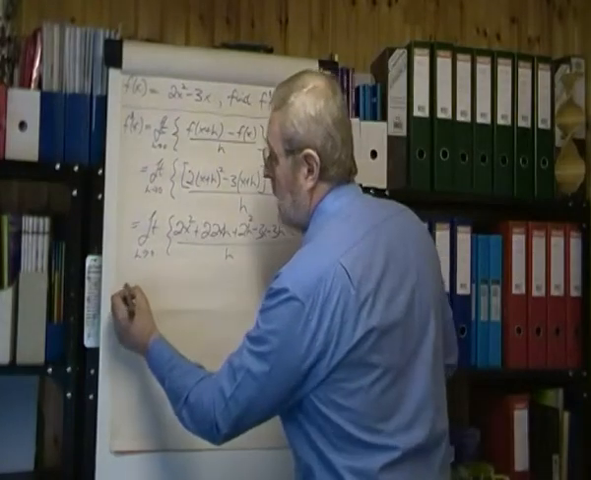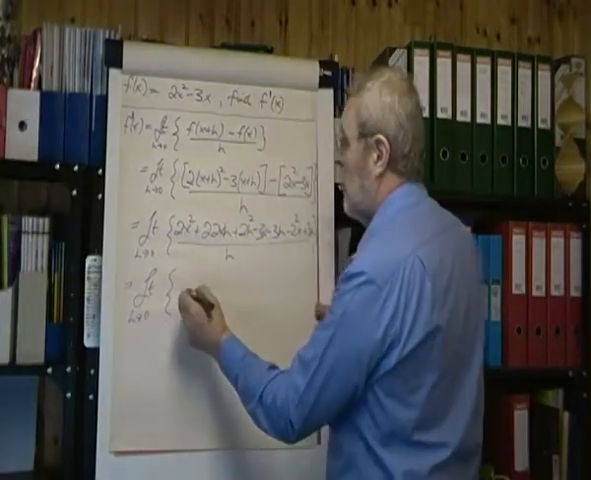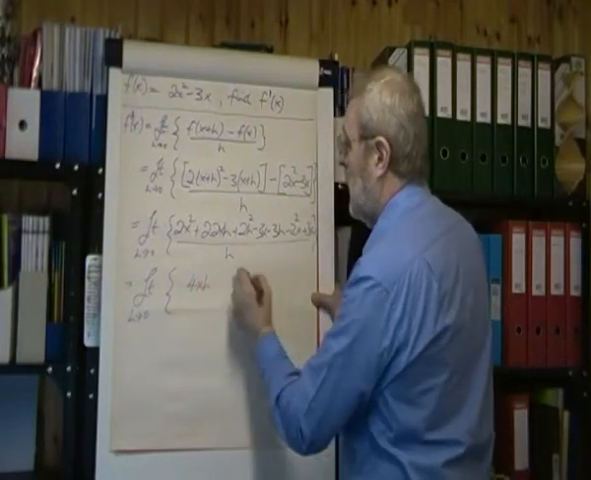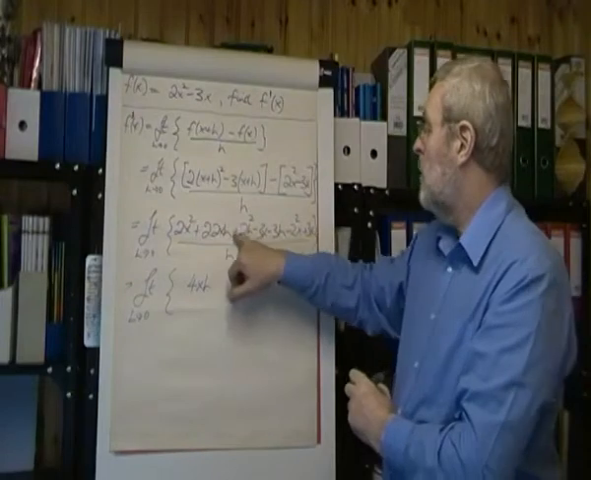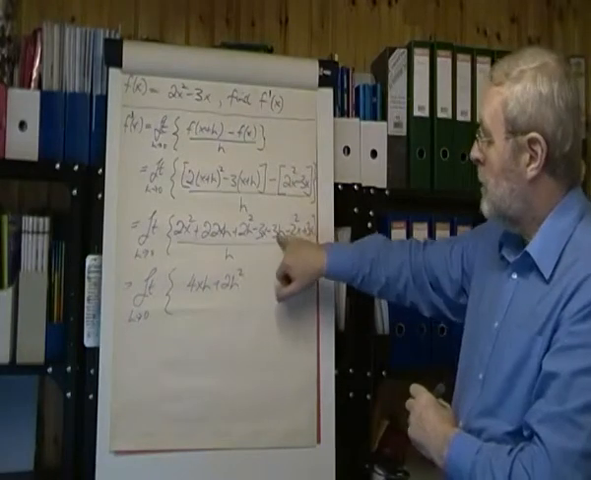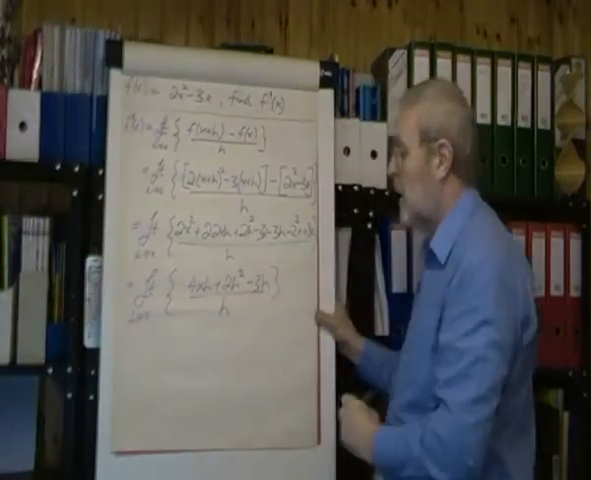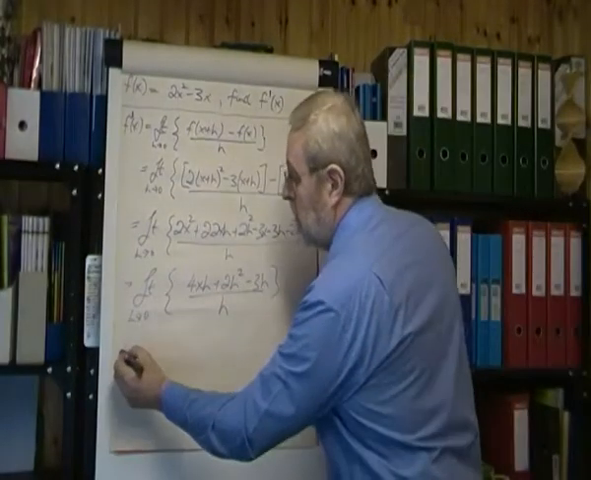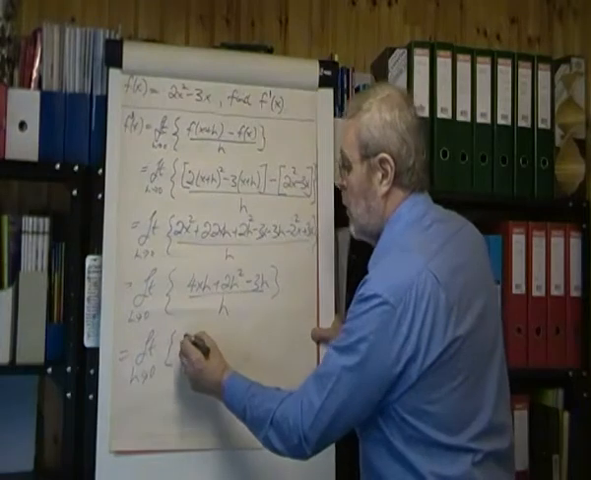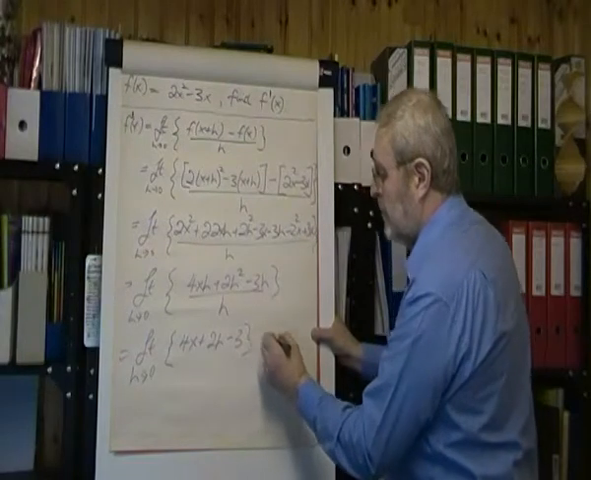So all of this reduces down now to the limit as h tends to 0 of 4xh, the 2x squareds have gone, plus 2h squared, minus 3x or plus 3x go, minus 3h. And all of that is divided by h. So I perform that division, and that leaves me with 4x plus 2h minus 3.